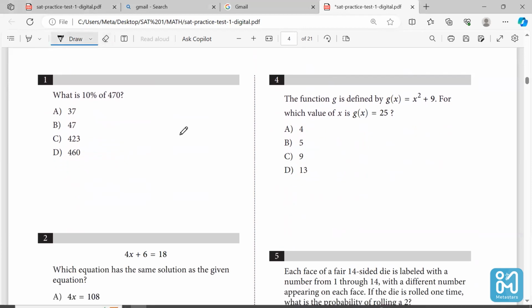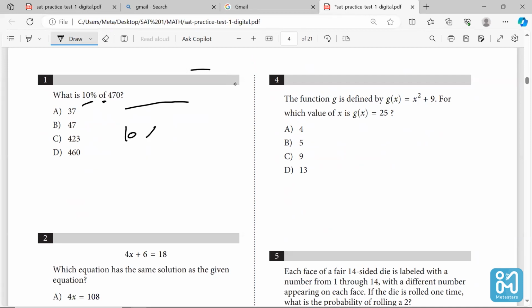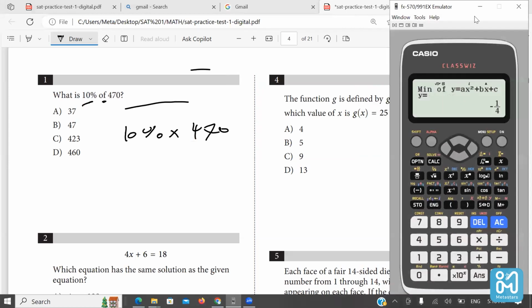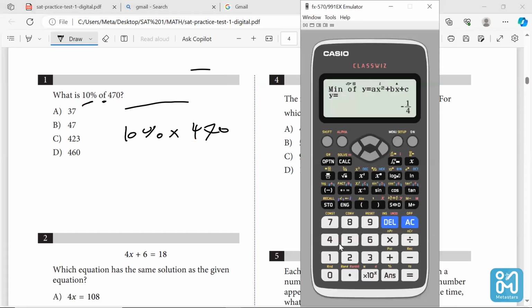Before we start, Shabab, we need to focus on some keywords we have. For example, I have 10% here. The 10%, I have 10% here. Off. What's the meaning of off? It means multiply. So I have 10% times 470. Now let's use the calculator. Now the calculator, how are we gonna use it? At 10%, I think most of you know how we do the calculator.